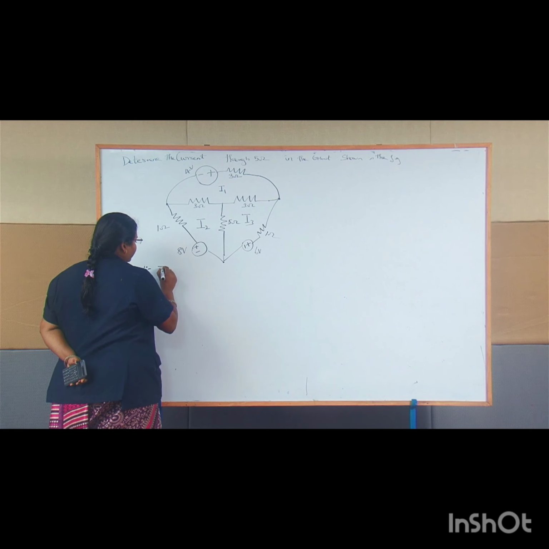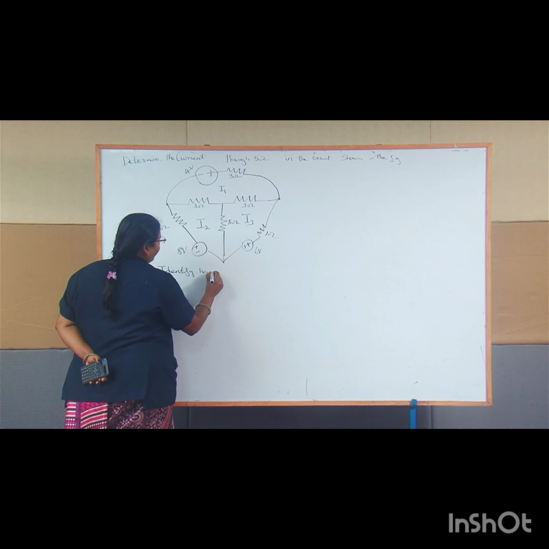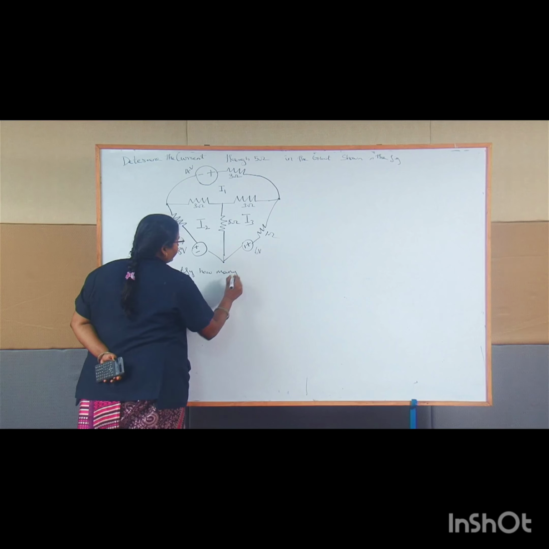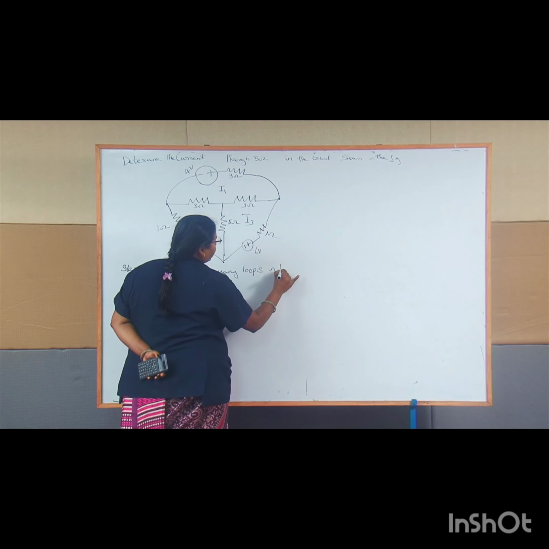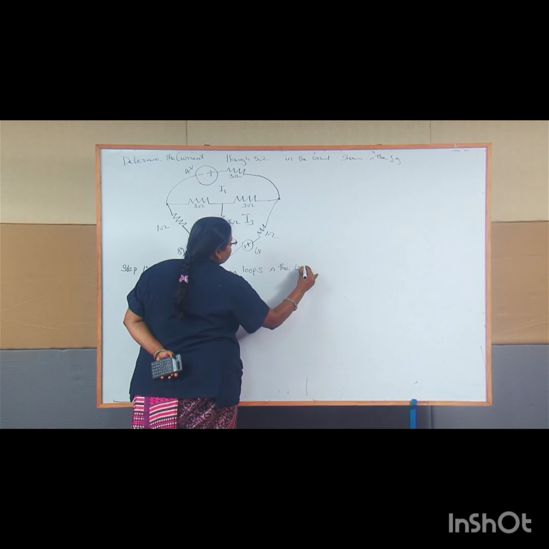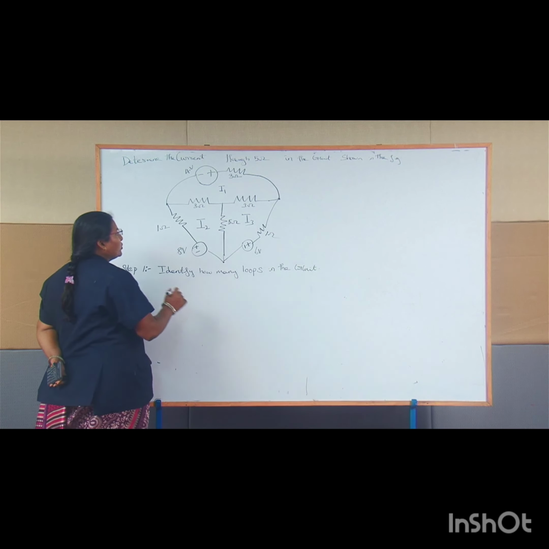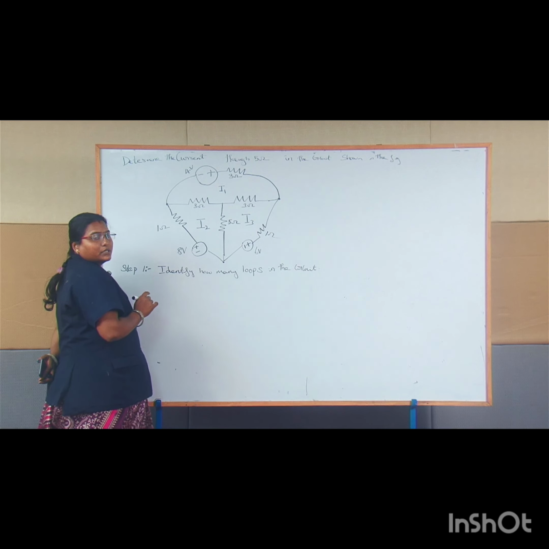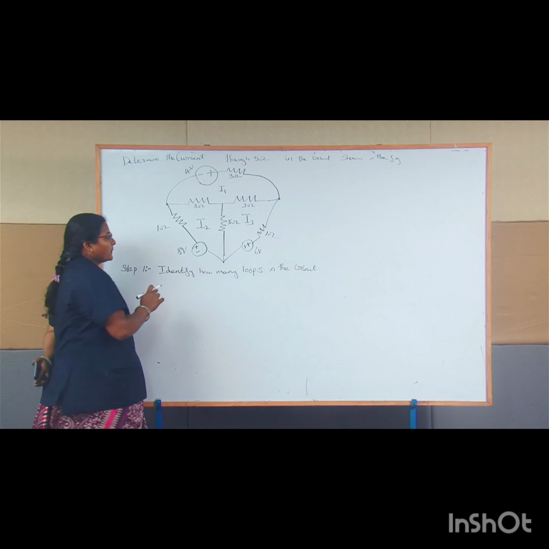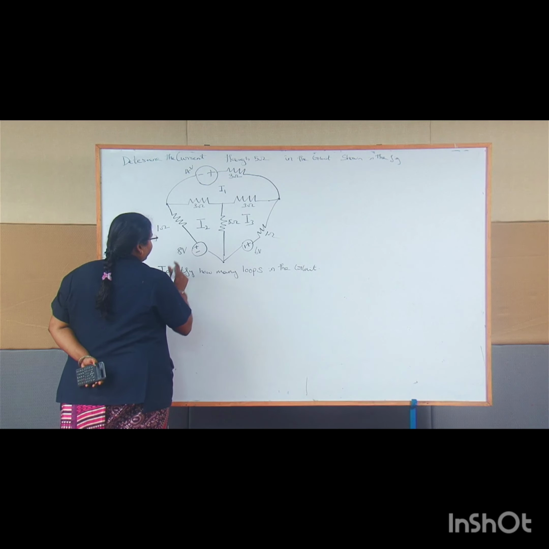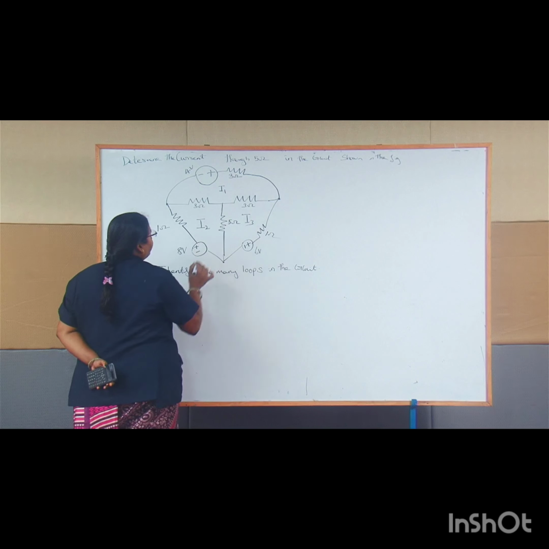Step 1, you have to identify how many loops in the circuit. Next step, you have to label the current I1, I2, I3. I already labeled I1, I2, I3.